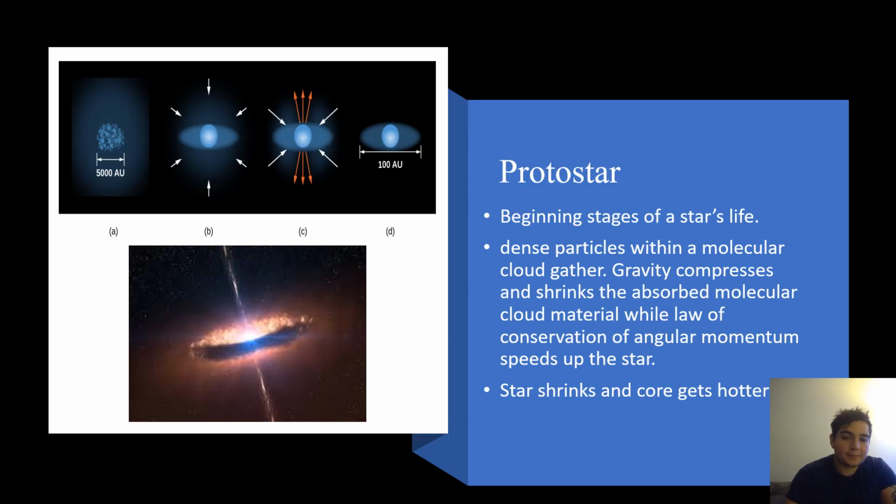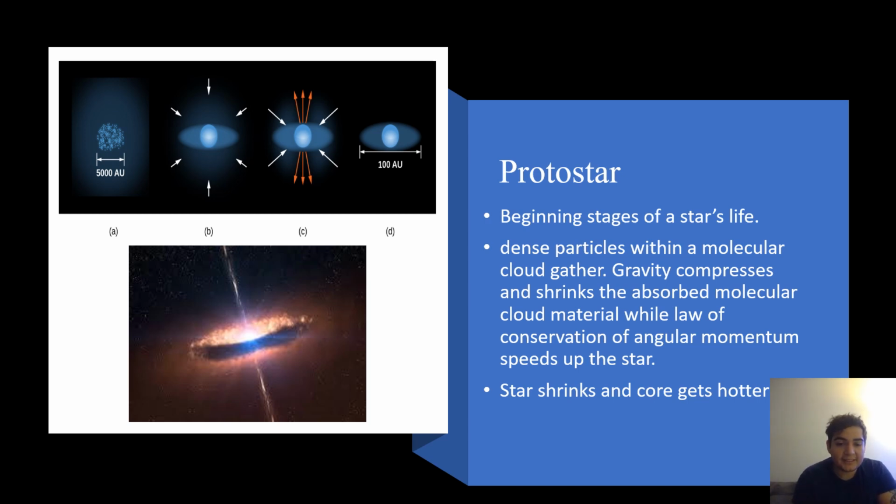So starting off, we have the protostar, which is the very beginning of a star's life cycle. A protostar is a group of dense particles within a molecular cloud. Over time, gravity will compress the absorbed molecular cloud material into a ball, and as more material gathers, gravity will push down on it more, so it'll shrink. From there, the law of conservation of angular momentum will take over and it'll spin at a faster rate.